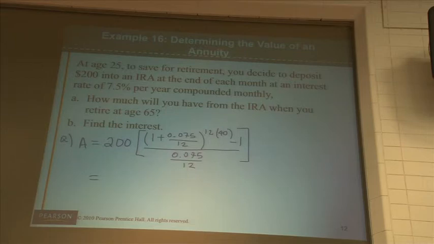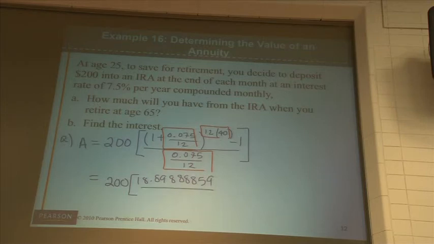So again, you'll have to start by doing these three pieces, and you'll do a rewrite for yourself. Okay, rewrite everything out. After you simplify the top part, you do 1 plus whatever that first box in red turns out to be. Raise that to the power of 12 times 40, and then subtract 1. You should end up with 200 times 18.898885, I think that's another 9, over 0.00625.